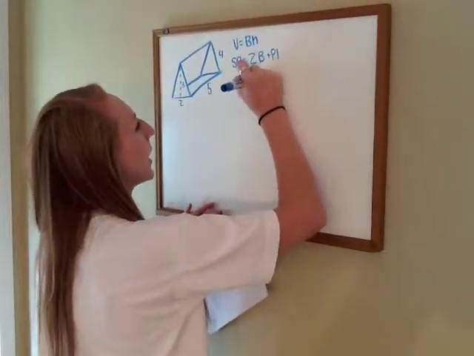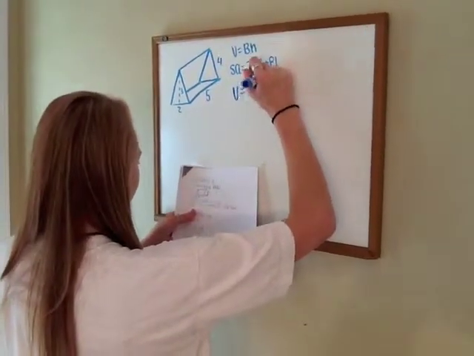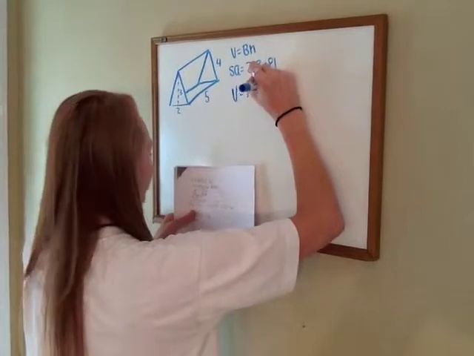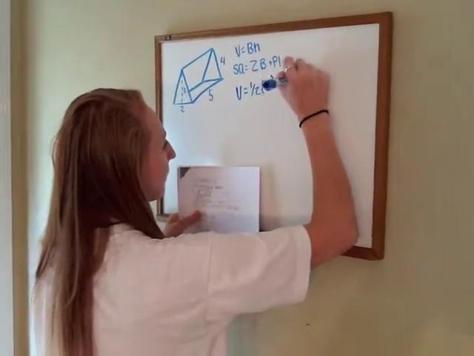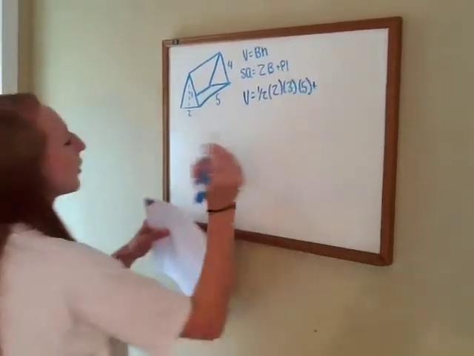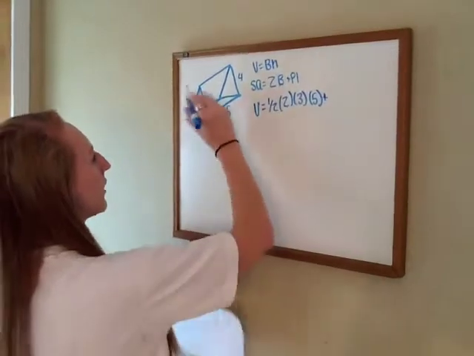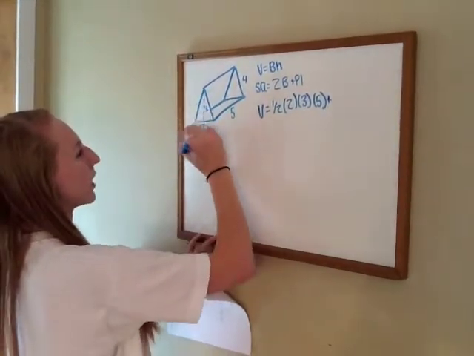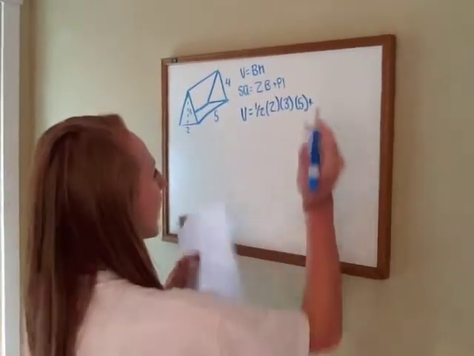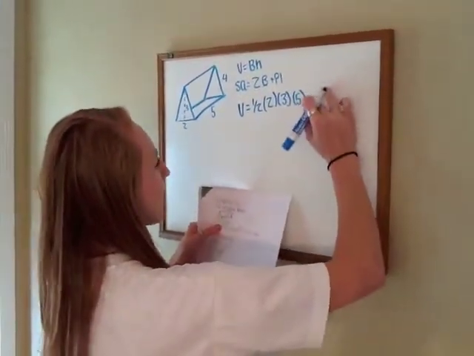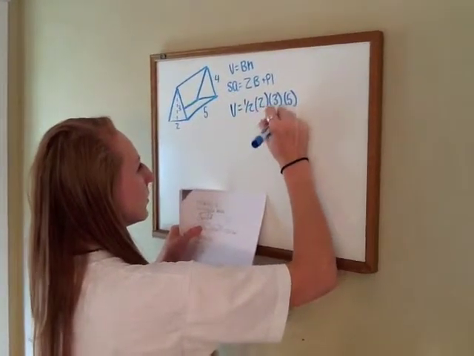So that's 1/2 times 2 times 3 times 5. So for that, we're basically finding the area of this entire triangle right here, not just one length like I said before. And then that's your entire equation. And the answer for that one is 15 inches cubed.